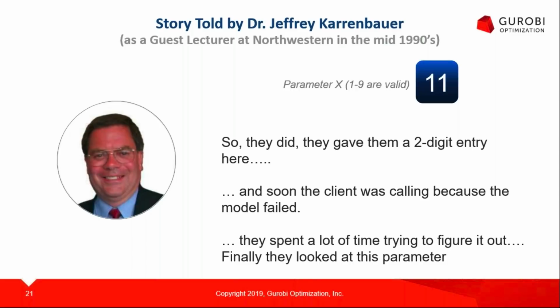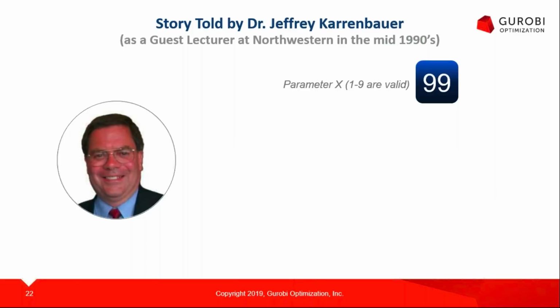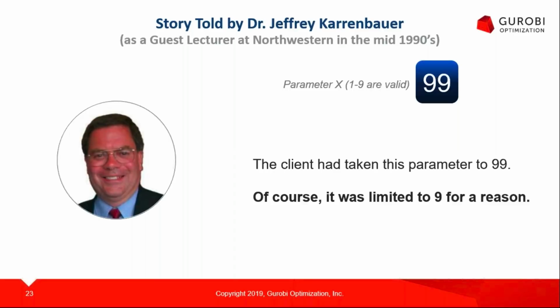And this parameter was one of many, but they spent a lot of time trying to figure out why the model failed. It was running before, it's not running. The client said, well, I didn't really change much of anything, and all of a sudden it stopped running. So they were trying to diagnose it, and finally they had to take a look at the model, and when the client said they didn't change much of anything, that parameter went from 9 to 99. So basically they did a 10x increase in the number of variables here.